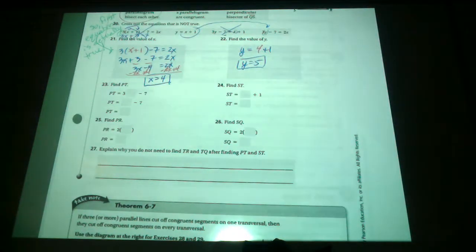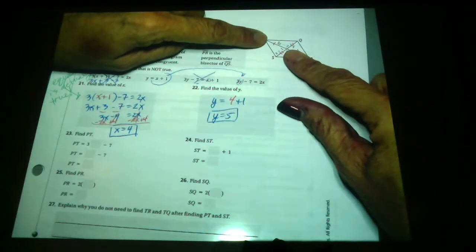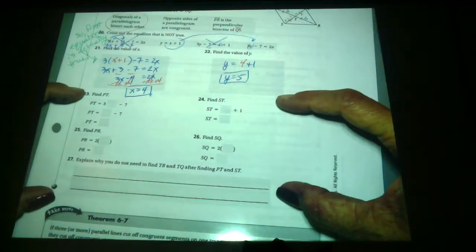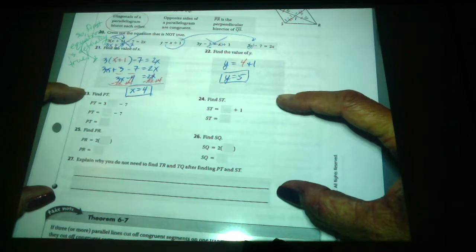So then what I would like you to do is answer the following questions down here related to what you just found out. They want you to find the distance from P to T. The distance from P to T is 3y minus 7, and that's what they're walking you through here. So if you would answer 23 through 27, I'll give you about 2 minutes. Should be enough time. Make sure you're choosing the right things to plug in.